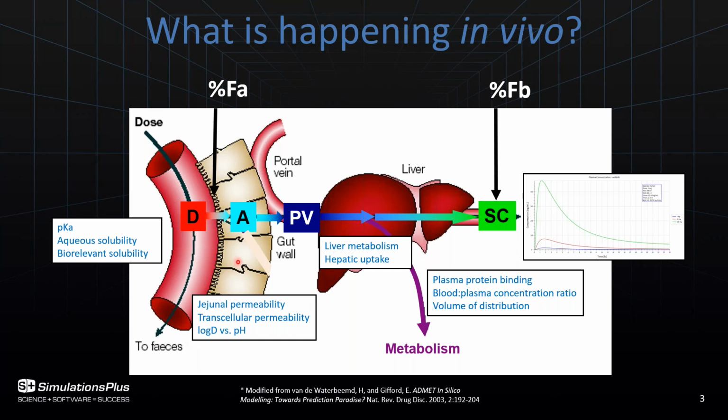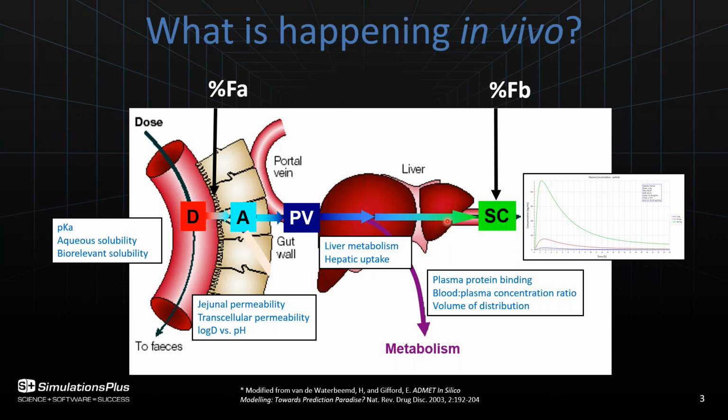Once the compound enters the gut wall, it's moved into the portal vein, which then transfers the compound into the liver where it is metabolized. So models like our human liver microsomal clearance, and in the next version, hepatocyte clearance, are very important here, along with hepatic uptake. So this would be important for compounds that are transported into the liver. And we'll talk about this when we discuss the new transporters module in ADMET Predictor.